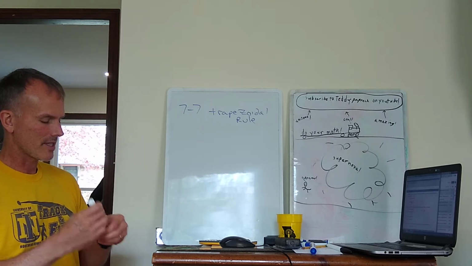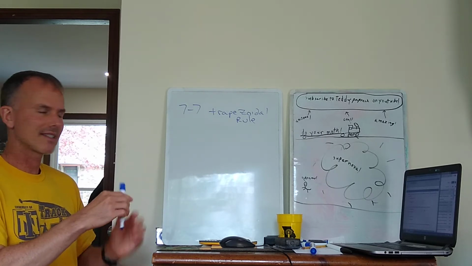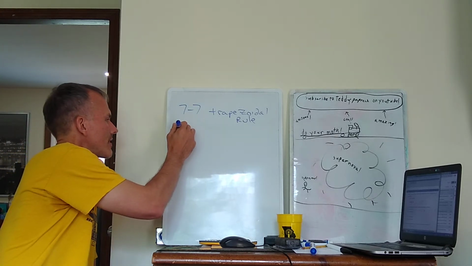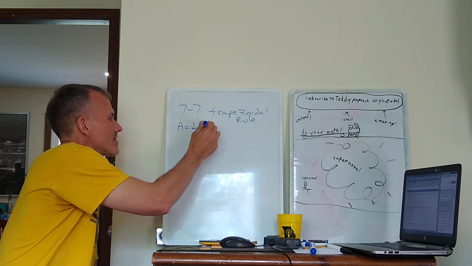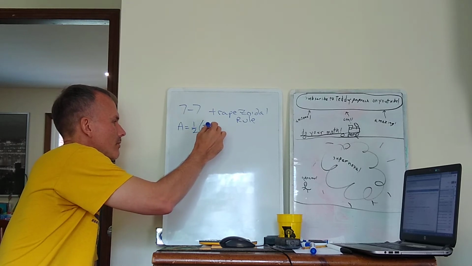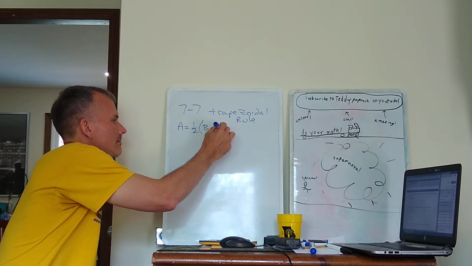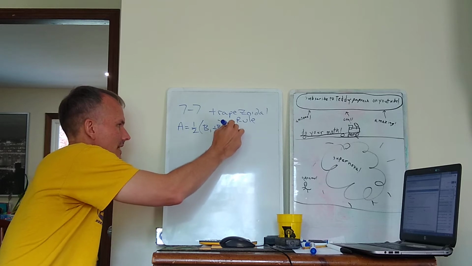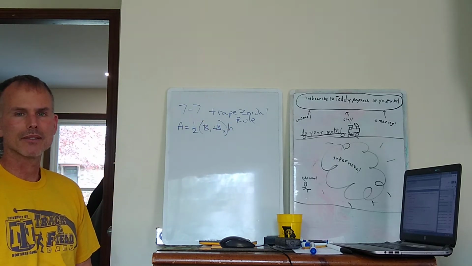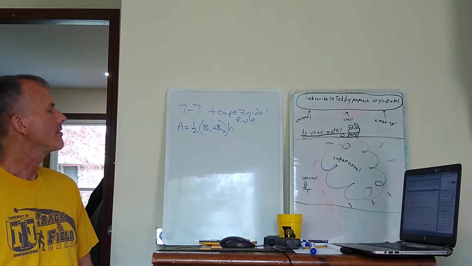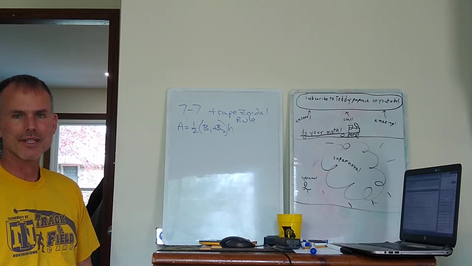Let's just get this out of the way first. The area of a trapezoid, if you don't remember, is 1/2 times the sum of the bases, which I'll write as b sub 1 plus b sub 2, and then times the height. So that's the geometric formula. You probably remember that from geometry, the formula for the area of a trapezoid.